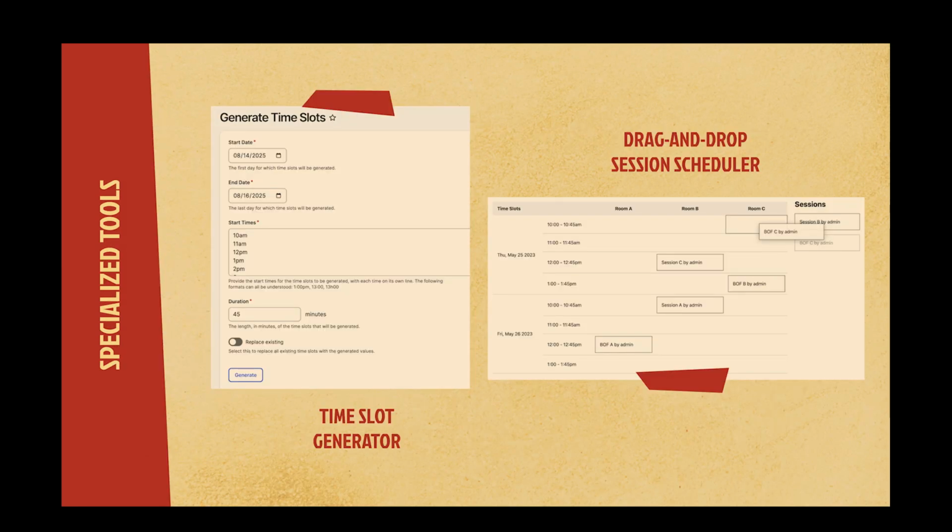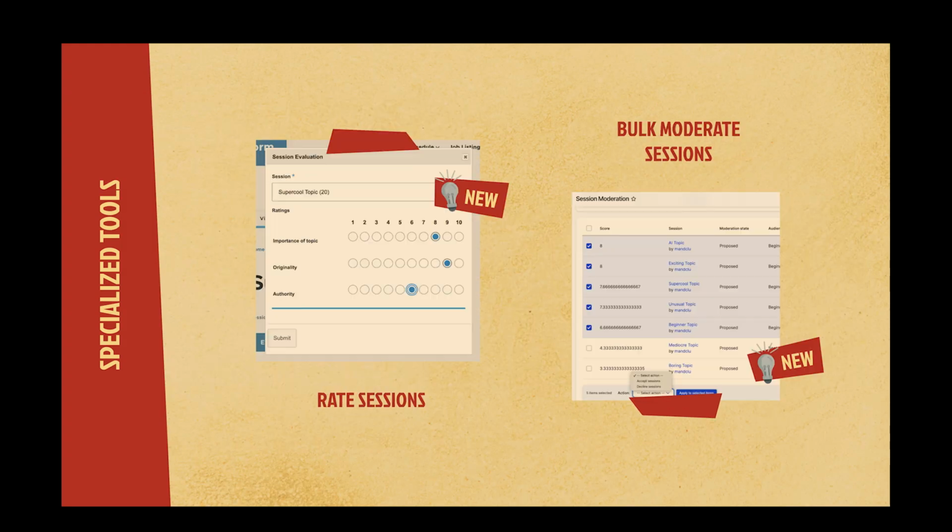There are specialized tools built into the event platform. One of the things that can be tedious when first setting it up is having to create time slots for scheduling your sessions. So there is a tool where you just say what start times you need for which days, and then you can have it generate those for you automatically. There is also a drag and drop scheduler.